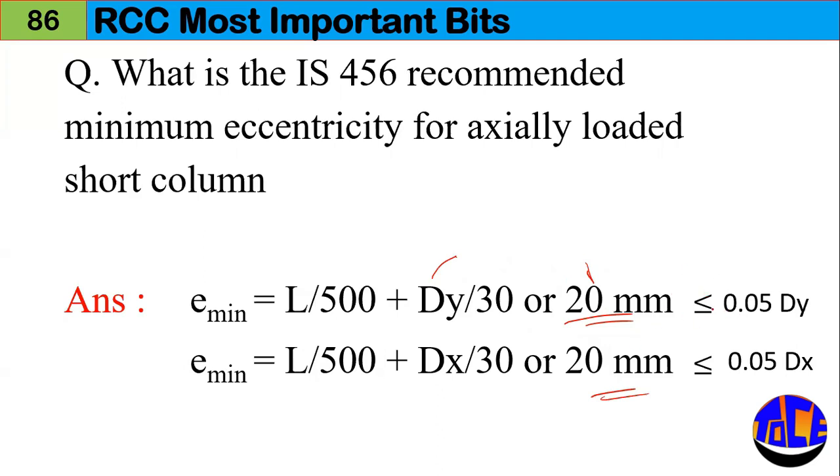And try to remember this also: this maximum value should be less than or equal to 0.05 times the respective dimension of the column. So if we are using dy here, it should be less than or equal to 0.05 dy, and if it is dx here, it should be less than or equal to 0.05 dx in order to confirm this is an axially loaded short column as per IS 456. So try to remember this equation, the 20 mm, and these values also.